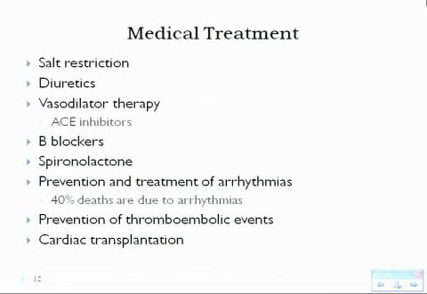Medical treatment is very significant. Salt restriction. Diuretics are pretty important to decrease the actual preload volume. ACE inhibitors have been partly effective. Beta blockers have to be done just to make sure the patient's stable and can accept it. The other thing that's been done recently is we're using spironolactone, which is also a diuretic. Okay? Prevention and treatment of arrhythmias is really what causes most of the deaths. About 40% of deaths from dilated cardiomyopathies are from arrhythmias, usually VTach or VFib.